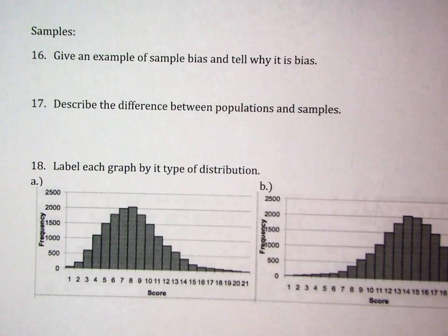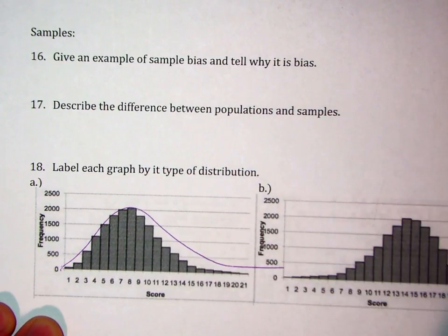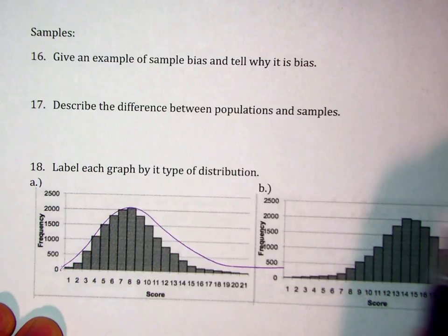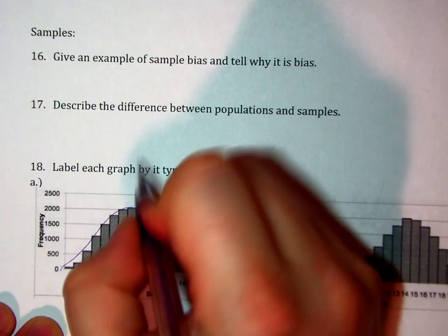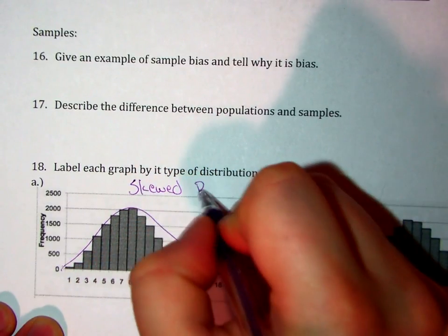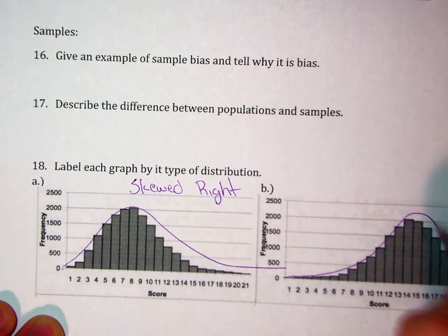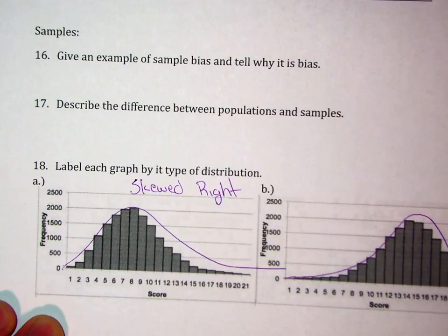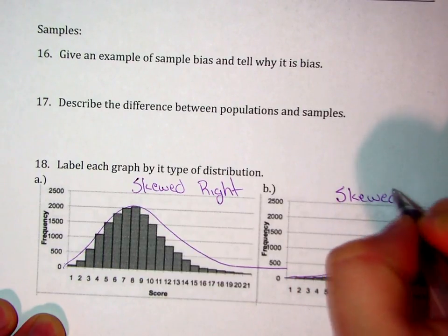Number 18, I will give you answers for again. Label each graph by its distribution. Well, here we have the bulk of our data on the left, and so we call that skewed right. And for B, we have the bulk of our data on the right, so we call that skewed left.